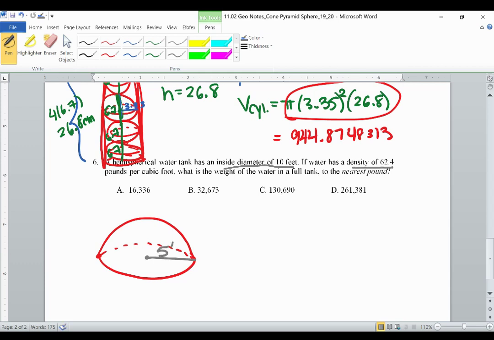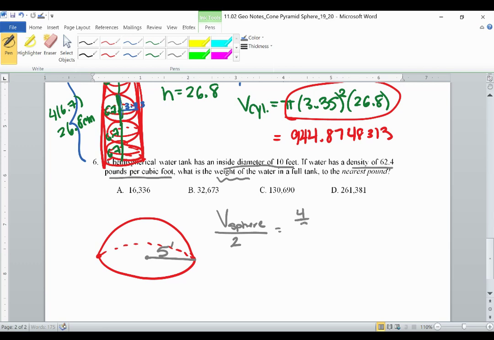Water has a density of 62.4 pounds per cubic foot. What is the weight of the water to the nearest pound? Okay, so here we are given this tank. We know the density of the water. We want to find the weight of the water in this tank. So first we need to figure out, well, what's the volume of the water in that tank? So we need to take the volume. We only know the volume of a sphere, but a hemisphere is half that. So we're just going to take the volume of a sphere and divide it by 2.